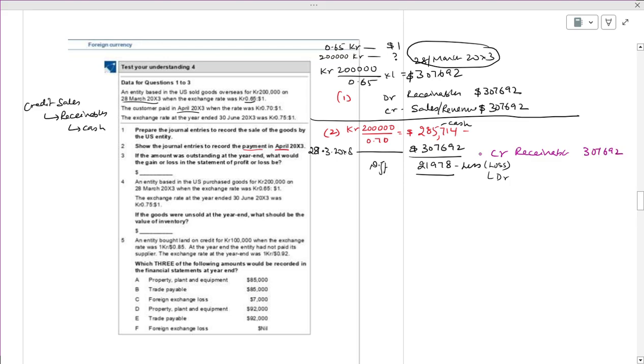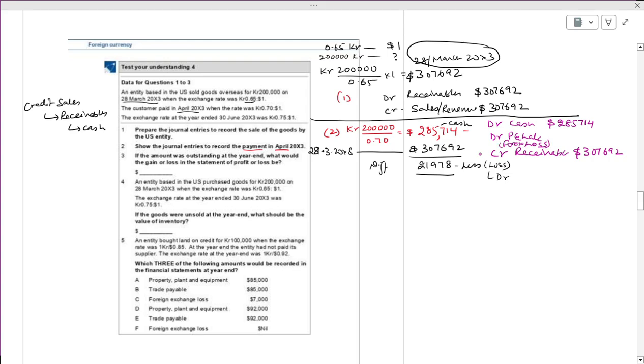307,692. Okay, how much are you receiving in cash? Debit, how much are you receiving in cash? We are receiving cash of 285,714. Put dollar sign. And how much is the loss? There is a loss, is it right? Profit and loss account. Foreign exchange loss.